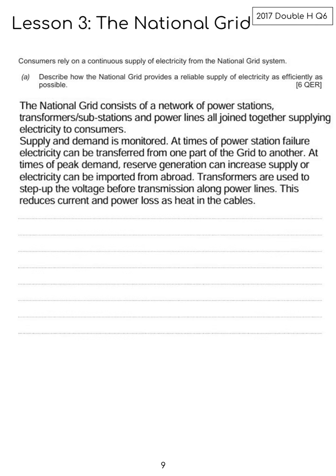So we've started with a definition. The national grid consists of a network of power stations, transformers, and power lines all joined together, supplying electricity to consumers. Supply and demand is monitored. At times of power station failure, electricity can be transferred from one part of the grid to another. At times of peak demand, reserve generation can increase supply, or electricity can be imported from abroad. Transformers are used to step up the voltage before transmission along power lines. This reduces current and power loss as heat in the cables.